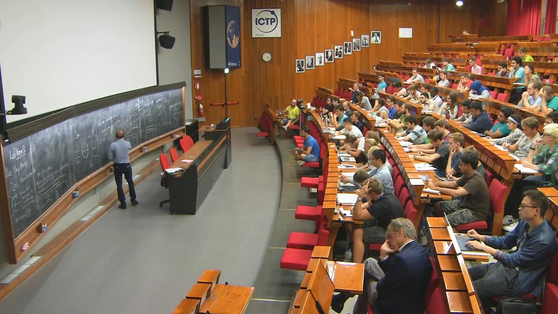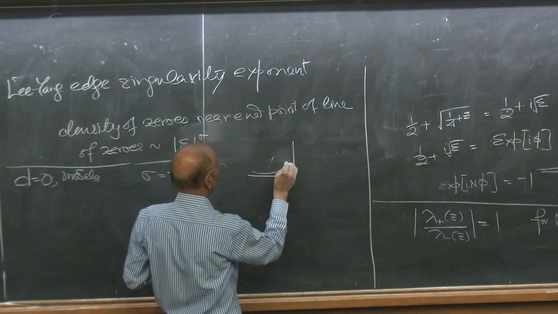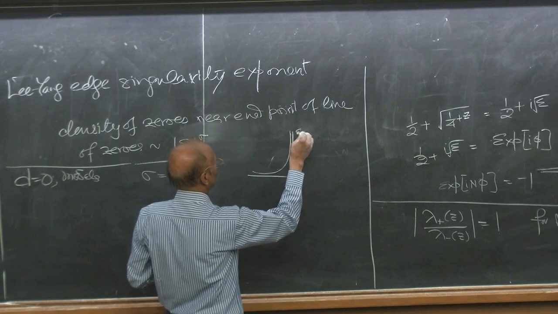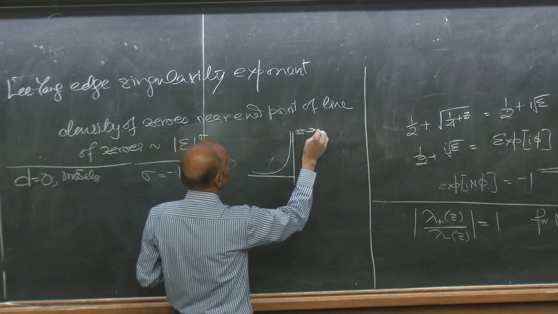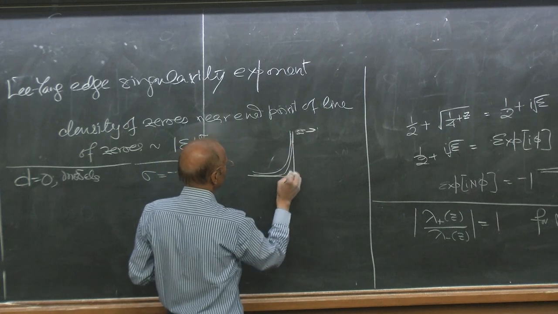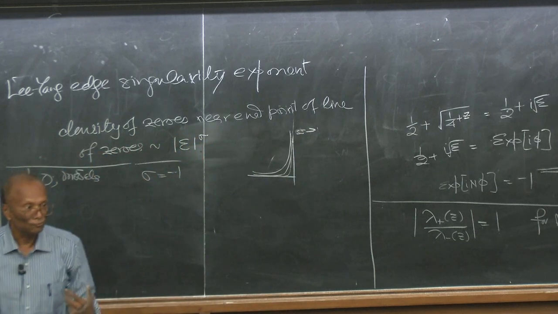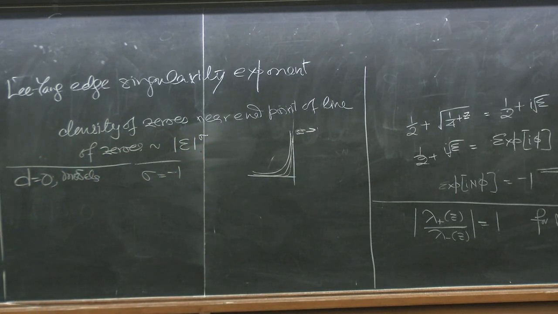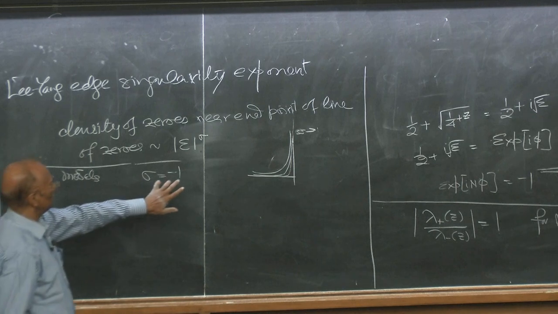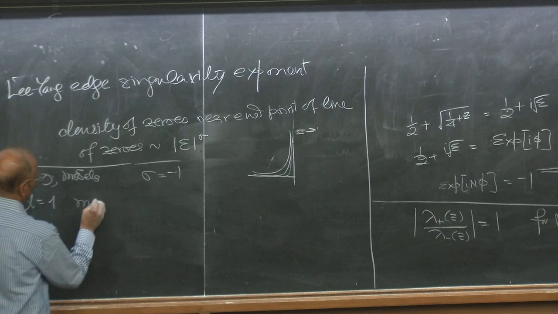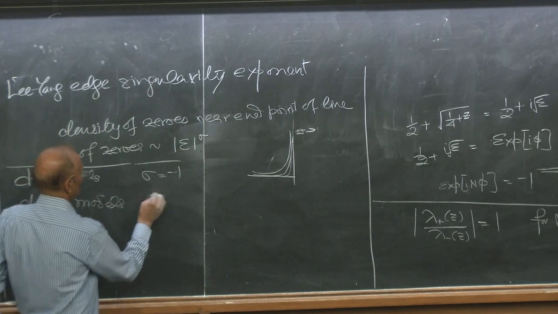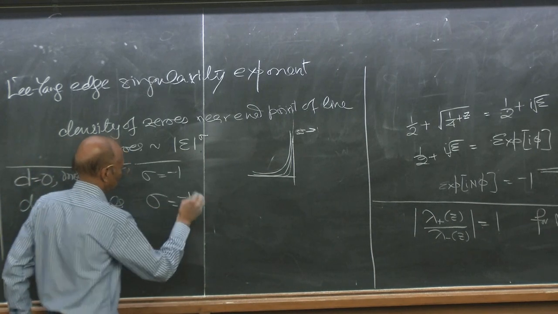So you can say that the zeros are like this, but this power epsilon, this power sigma, if it tends to 1, the pileup becomes bigger and bigger. A stronger divergence. In the limit, everything is at the end. So that is the point distribution. Okay, so in this sense, sigma is minus 1 for all d equal to 0 models. For d equal to 1, sigma is minus 1 by 2.